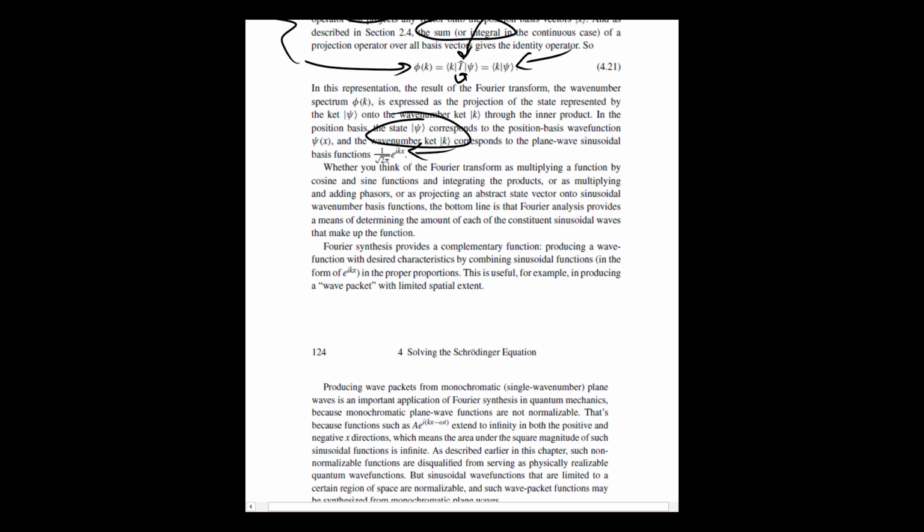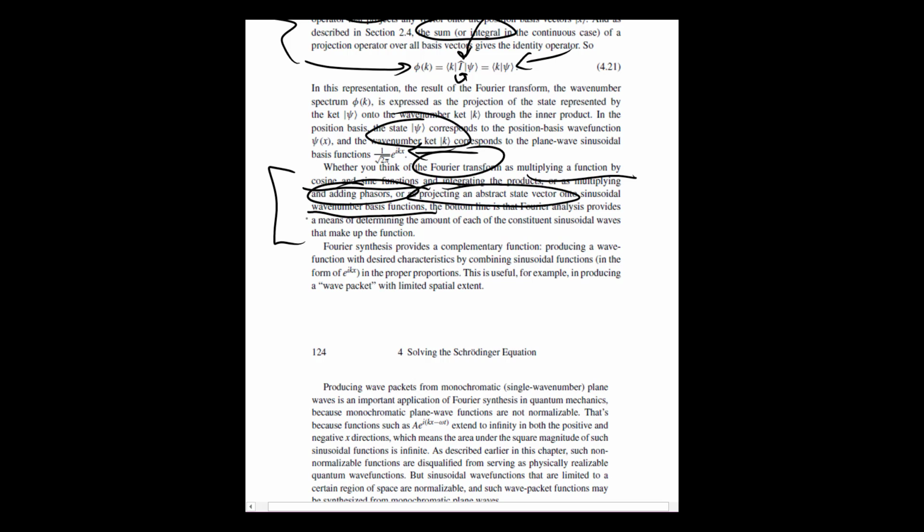So we've looked at the Fourier transform as multiplying a function by cosine and sine functions and integrating the results, or by multiplying and adding phasors, or by projecting an abstract state vector onto sinusoidal wave number basis functions.